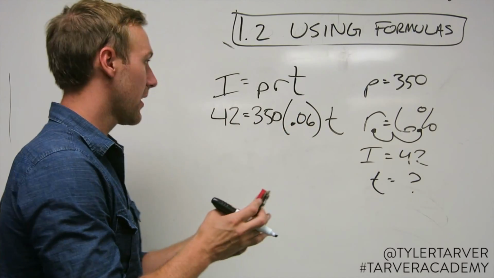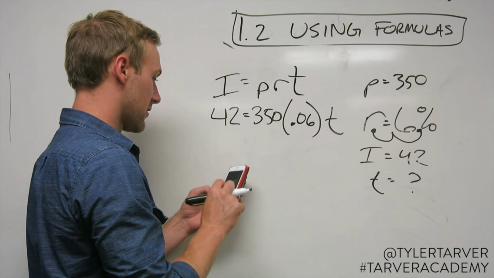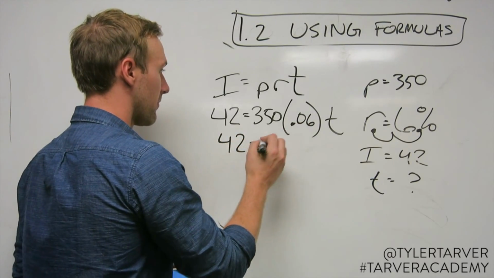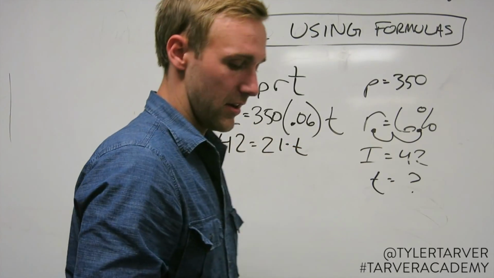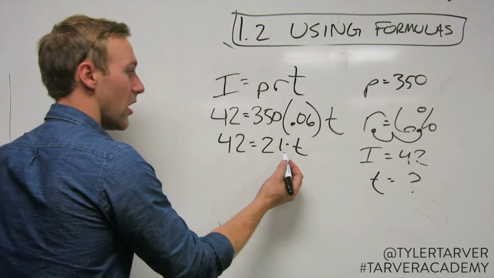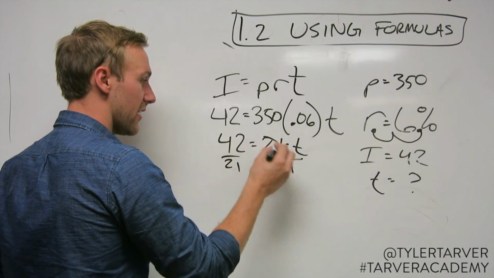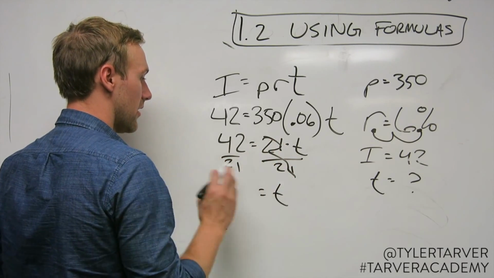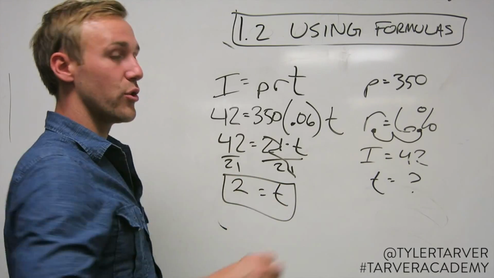Let's find out. I'm going to do 350 times 0.06. And it's 21 times T. Now, last step, it's being multiplied. So to get rid of 21, I do the opposite, which is divide. That goes away. And then 42 divided by 21 is 2. So our time is 2 years.